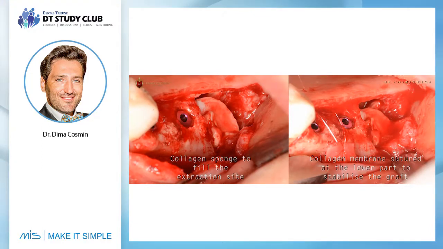And searching the literature, we can see that augmentation using the sinus lifting is the most successful bone augmentation. Why? Because the graft is very stable and we have a very good vascularization.